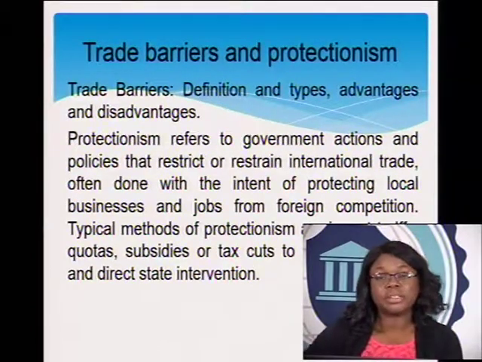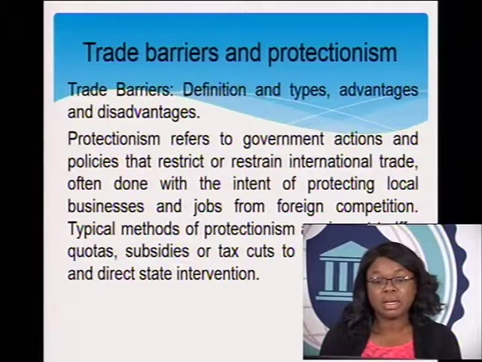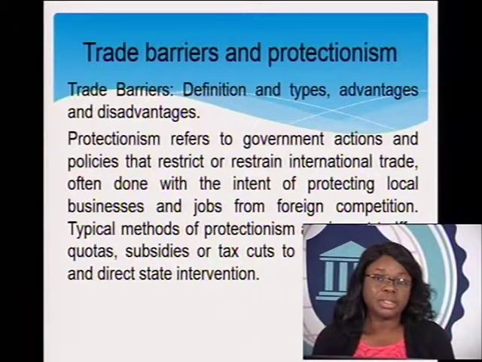Then trade barriers and protectionism. Trade barriers. What is a trade barrier? Trade barriers are things that don't allow trade to move freely between two countries. On one hand, we want to take off the trade barriers, and on the other hand, each country wants to protect its own economy, and this is quite important in regional economics. Every country wants to trade freely with other countries, as in take out the barriers of tariffs and quotas and border restrictions and all that. On the other hand is the need to protect the economy.